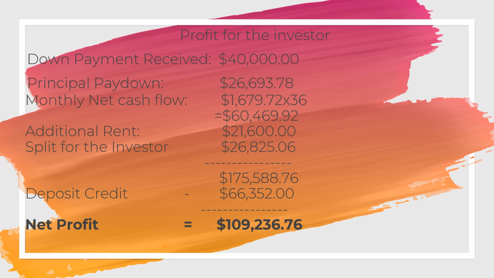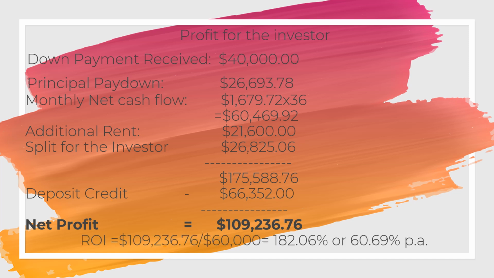So if you look at the return on investment, having invested only $60,000 and earning $109,000, that gives a 182.606% return, which is 60.69% annually, which is more than the criminal interest rate charged by the money loan sharks. So in this case, you're doing everything legal.